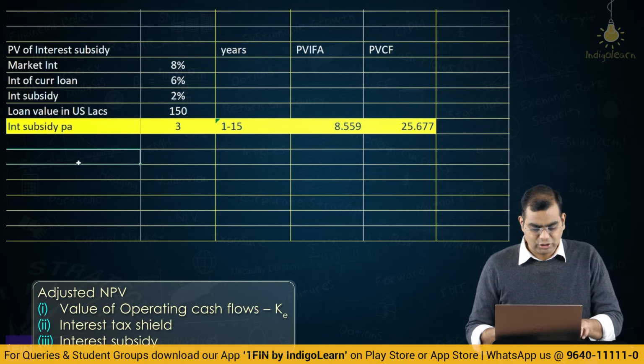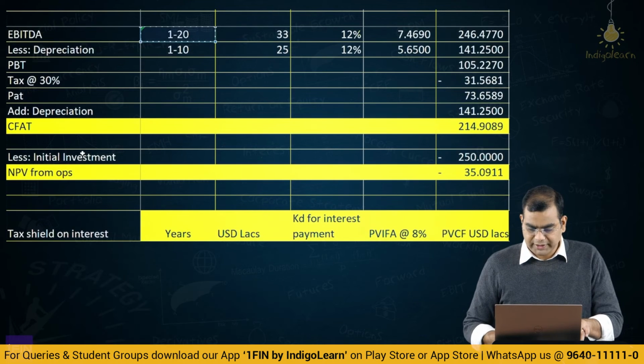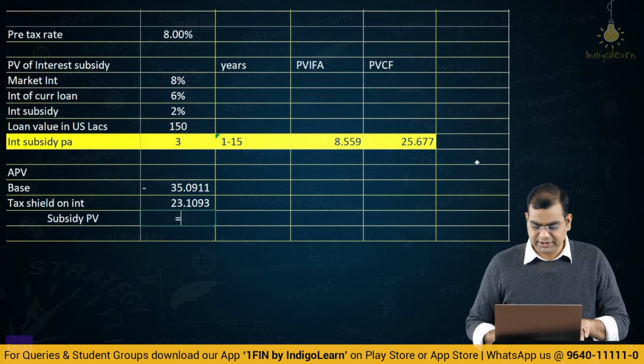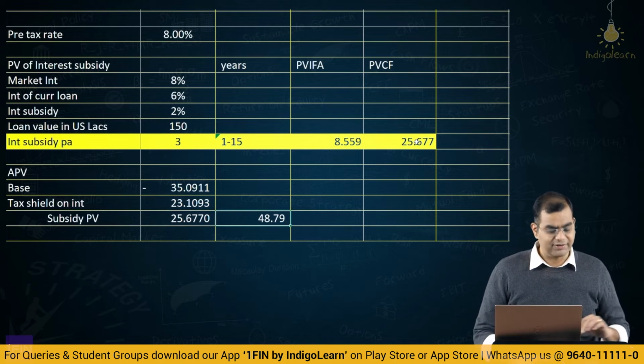So if you look at this, the adjusted present value is the base, the tax shield on interest, and the subsidy present value. You take all these three. So base is how much? We've got minus 35.09. Tax shield on interest is 23.1093, and the present value of the entire subsidy is 25.6770. So if you sum up the tax shield on interest and the subsidy present value, you will get 48.79.